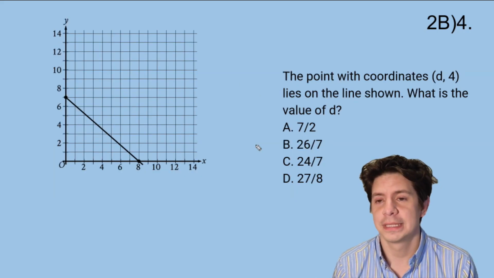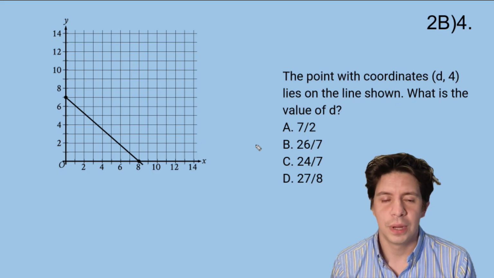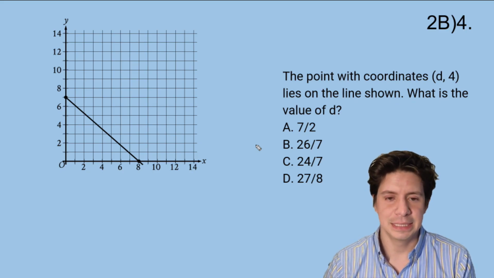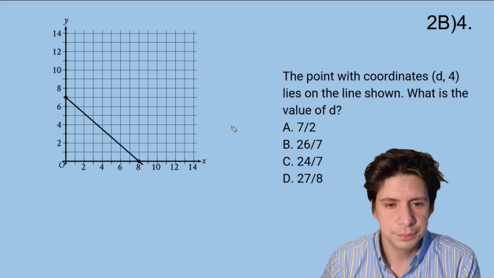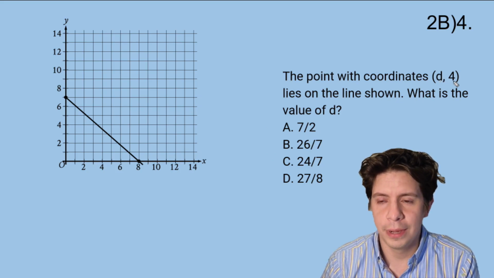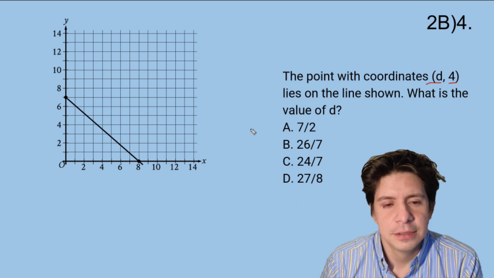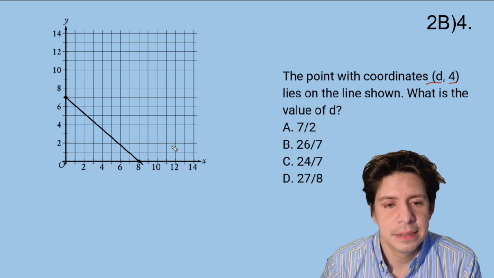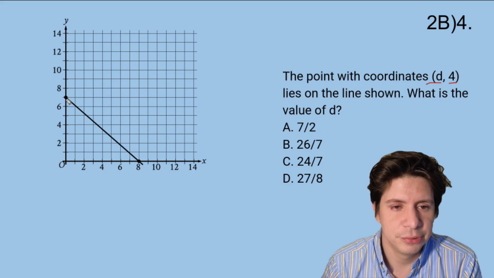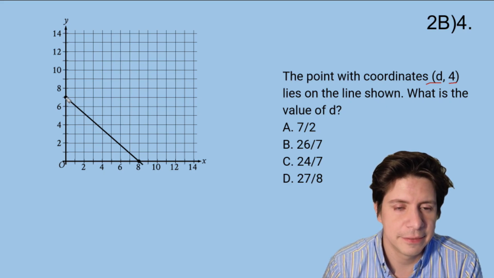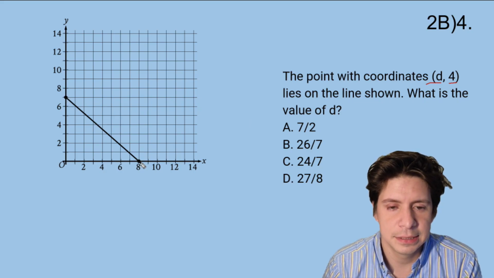Point with coordinates d, 4 lies on the line shown. What is the value of d? Okay. So basically it's saying when y is 4, what is x? Okay. So you could make an equation by doing this and this, right? So it's basically 7 is the y-intercept and 8 is the x-intercept.